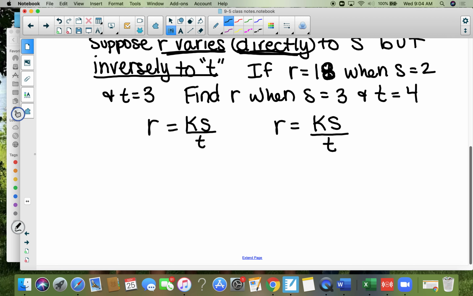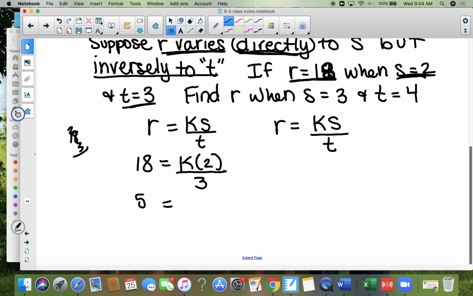I don't know if this is going to work out, but I just kind of came up with this. If R is 18, we're trying to find K, S is 2, and T is 3. So the first thing I'm going to do is multiply by 3. So 18 times 3 is 54 equals 2K. So all I did was multiply both sides by 3, and I got 54 equals 2K. Divide by 2, K is equal to 27.